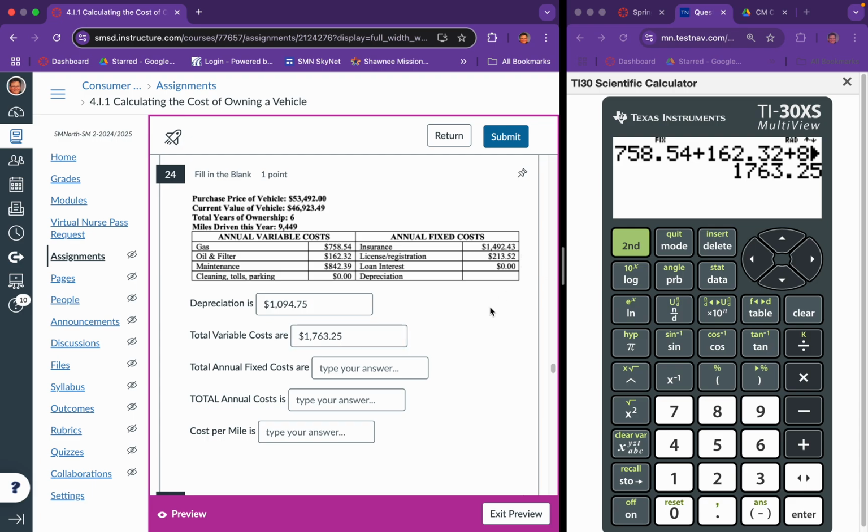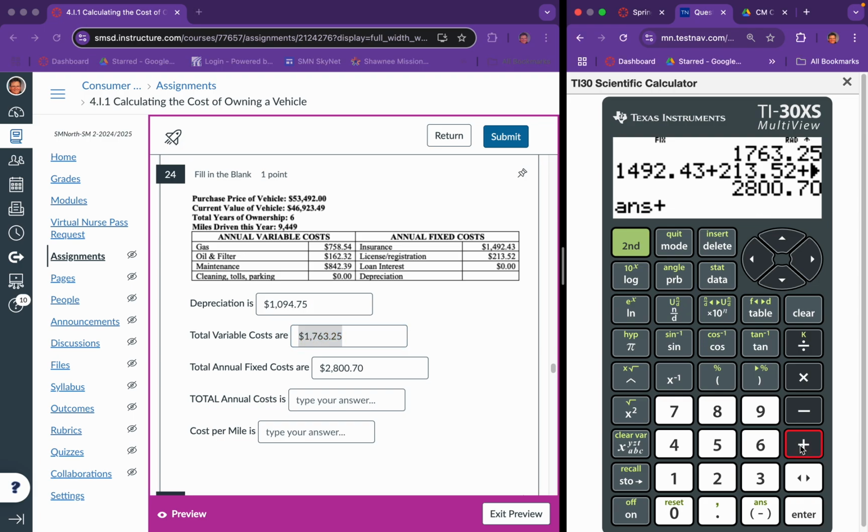So we're going to take this number, $1,492.43. We are going to add it to $213.52. We are going to add that to how much it depreciated, $1,094.75. And this is going to be $2,800.70. Okay, these two items, the one you just found and this one right here, is money that you paid this year on that car.